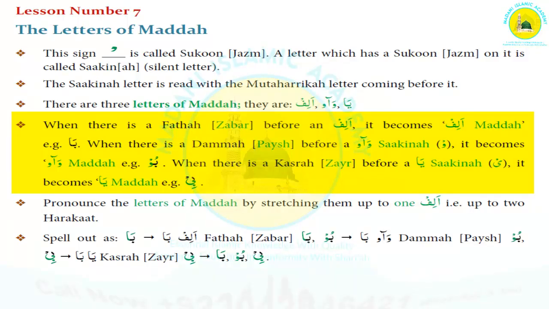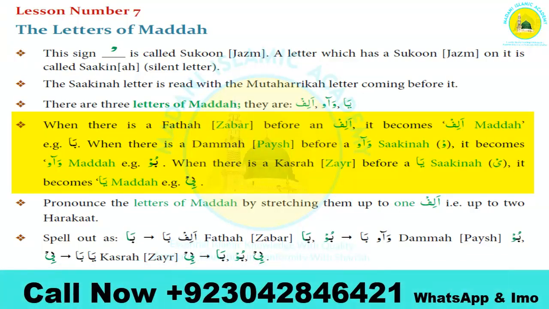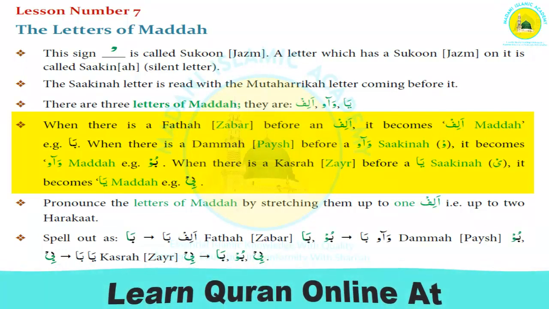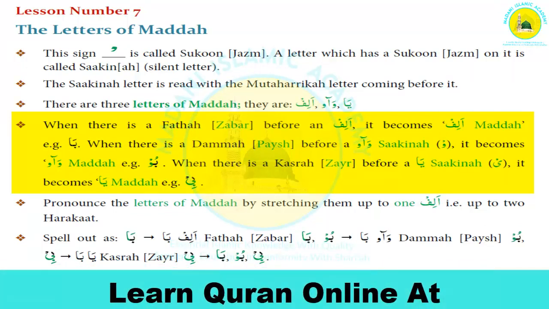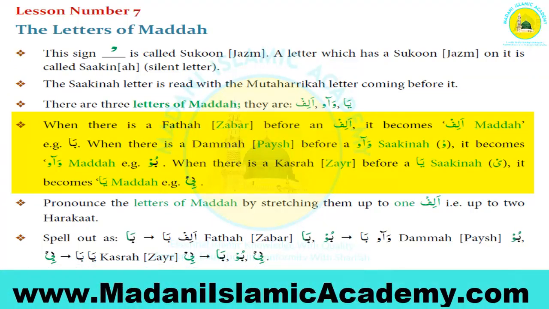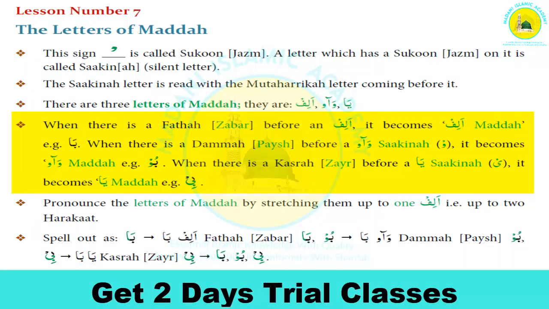So easy to remember is that whenever you see an alif joined with a letter, if the letter before the alif has a zabar on it, then that alif will be called alif madda. And then if you have a ya sakin, and the letter before the ya sakin has a zair, then that ya sakin will be called ya madda. And then if you have a waw sakin and the letter before the waw sakin has a pesh, then that waw sakin we call a waw madda.